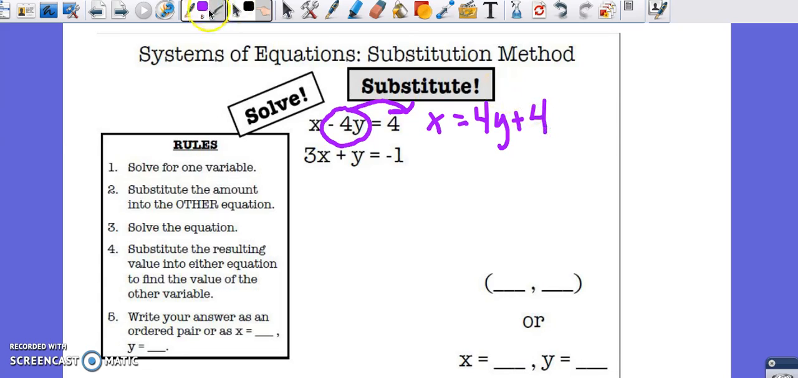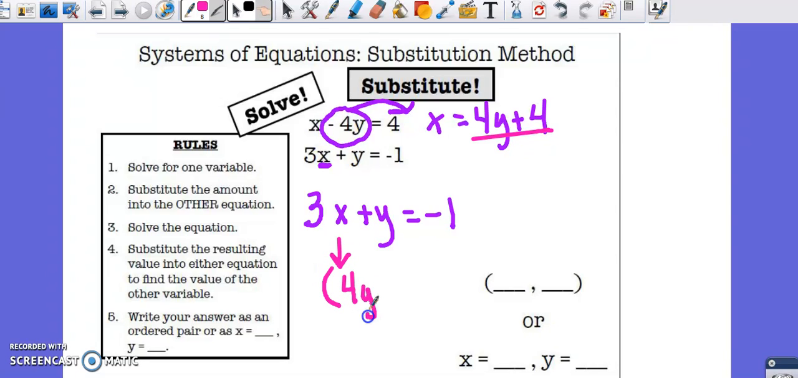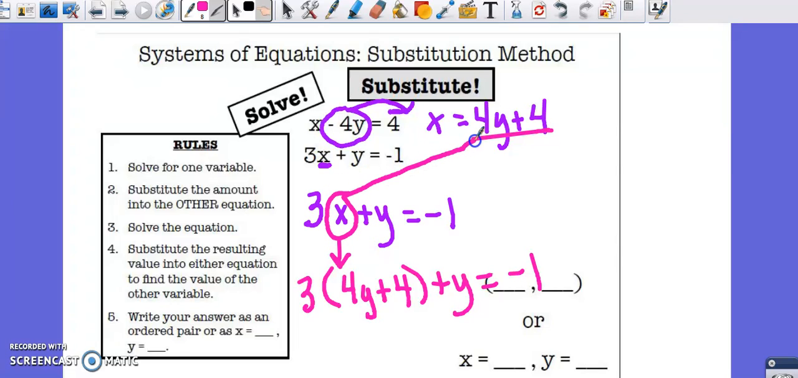So now I know everywhere in this equation where there is an x, I'm going to plug that in. So 3x plus y equals negative 1. What is the x? The x is 4y plus 4. So right there, I'm going to put in 4y plus 4 plus y equals negative 1. So see, all I did was where there was the x, I put what they told me the x is.